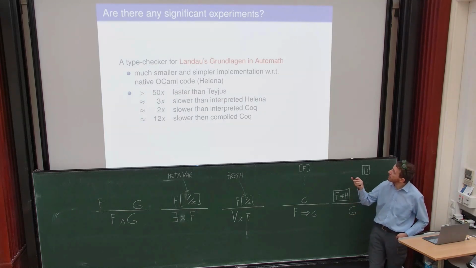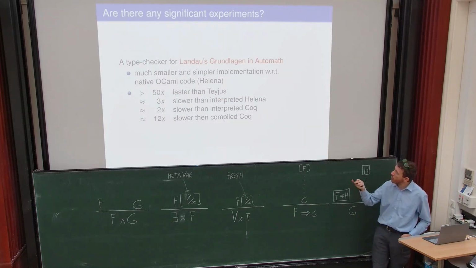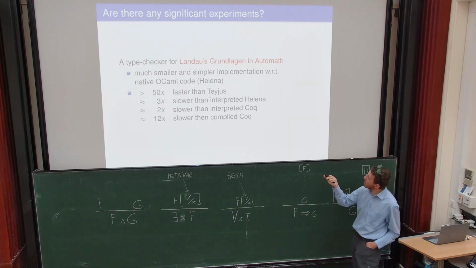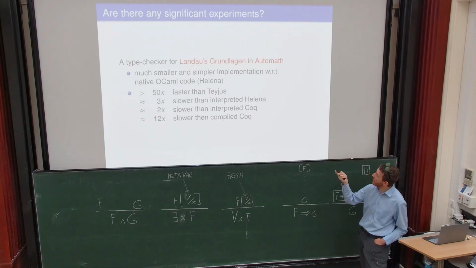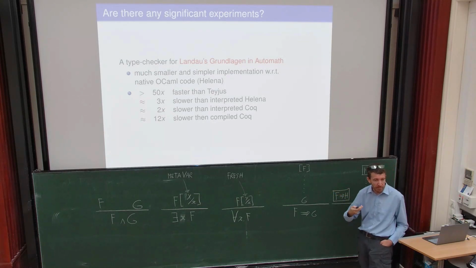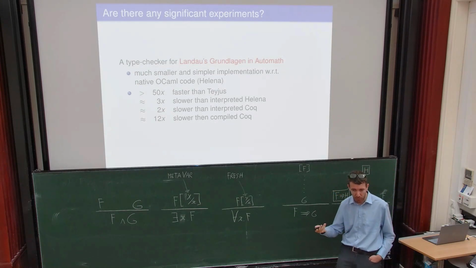So are there some significant experiments? Well, I'm just citing a few to give you an idea. So, for example, we implemented a type checker for Landau's Grundlagen in Automath. There exists a fast OCaml implementation, which is called Helena. We've implemented it, and the results are something like this. So, we are 3 times slower than interpreted Helena, we are 2 times slower than interpreted Coq, and 12 times slower than compiled Coq, because ELPI is an interpreter, it's not a compiler, so we should compare to this.